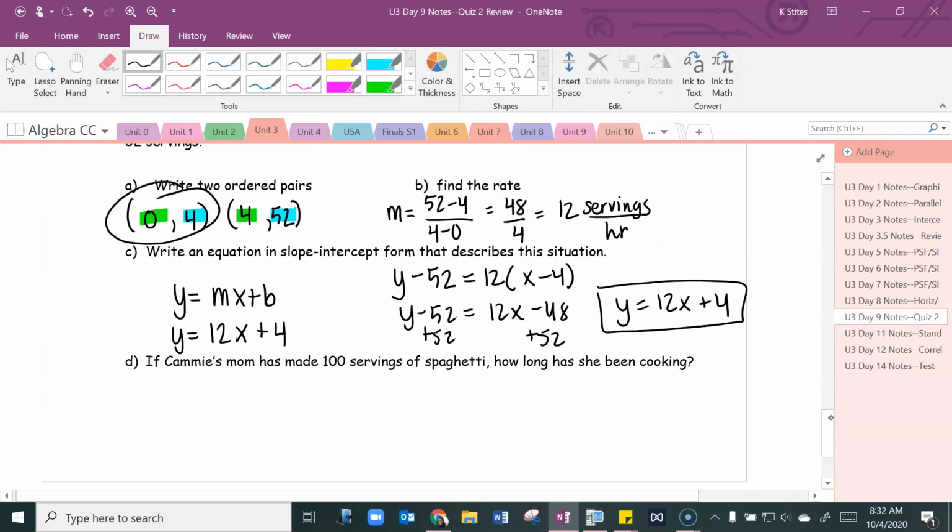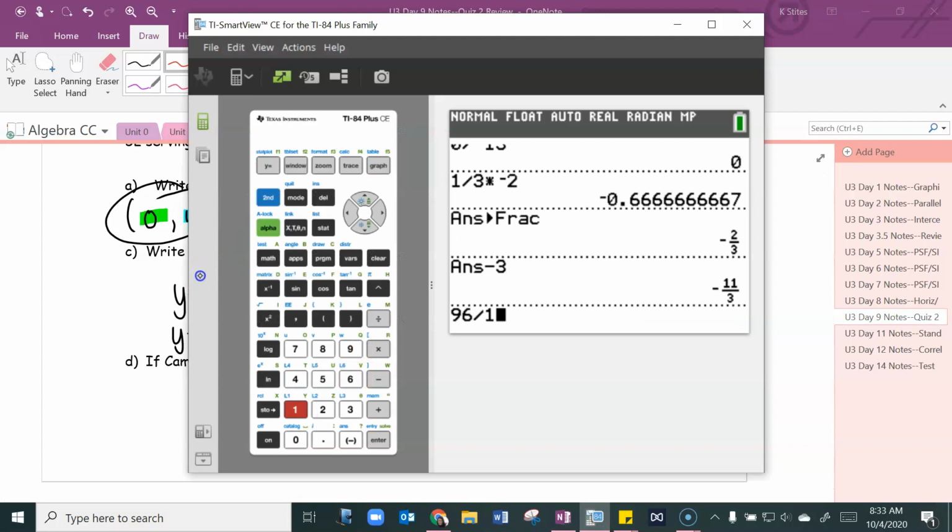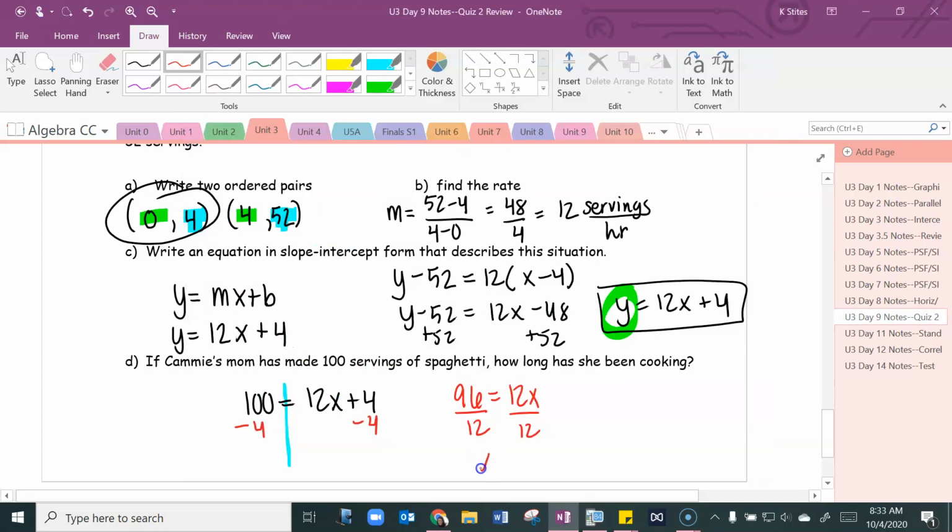All right, and finally, if Carmen's mom has made 100 servings of spaghetti, how long has she been cooking? Well, servings of spaghetti, if you look back up at our points, that was our y coordinate. So we're just going to take the 100 and it's getting plugged in place of y in our equation. Okay, so I have this, and then this is something we've learned to solve in previous units. We'll go ahead and subtract our 4 over, which gives us 96 equals 12x, and then divide by our 12, which gives us 8. And this is time, so 8 hours would be your answer.